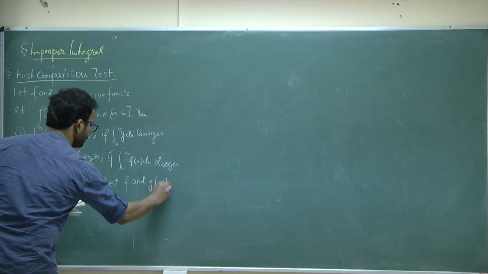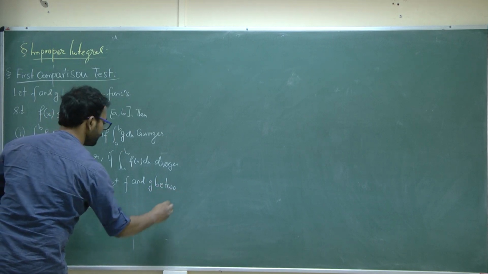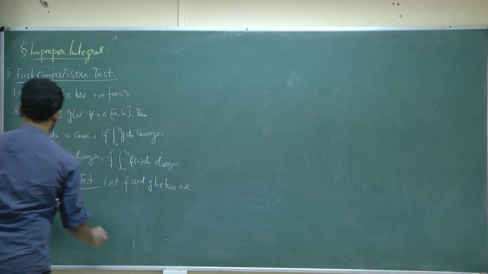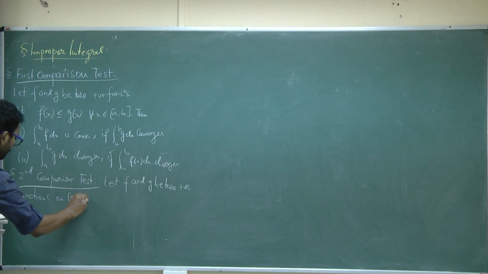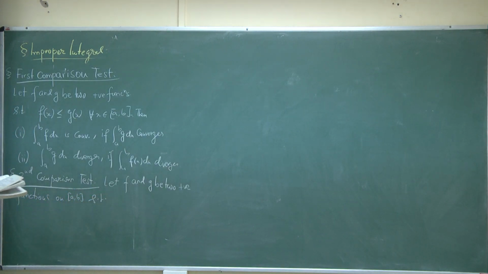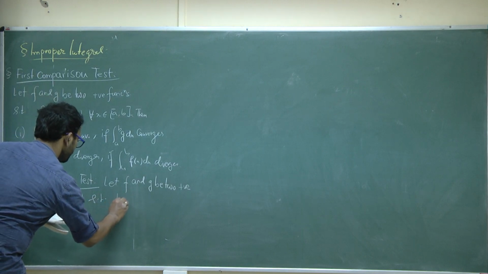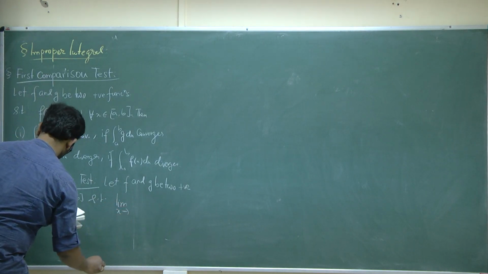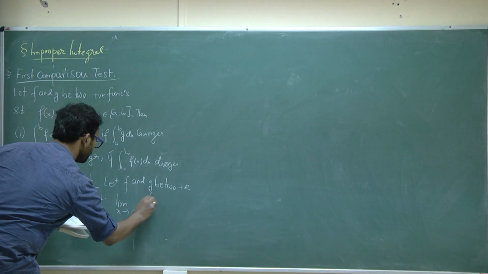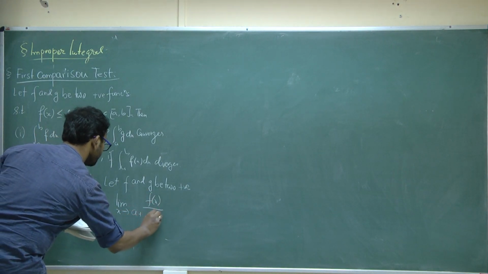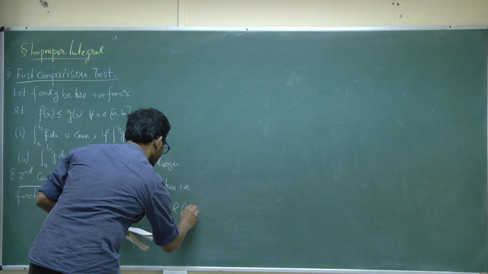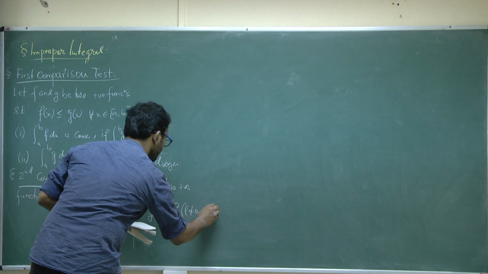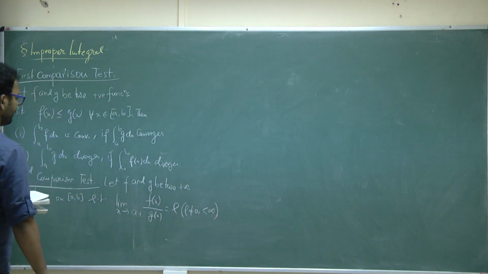Let f and g be two positive functions on (a, b] such that the limit as x goes to a positive of f(x) by g(x) is equal to some L, where L is not equal to 0 and it is finite.